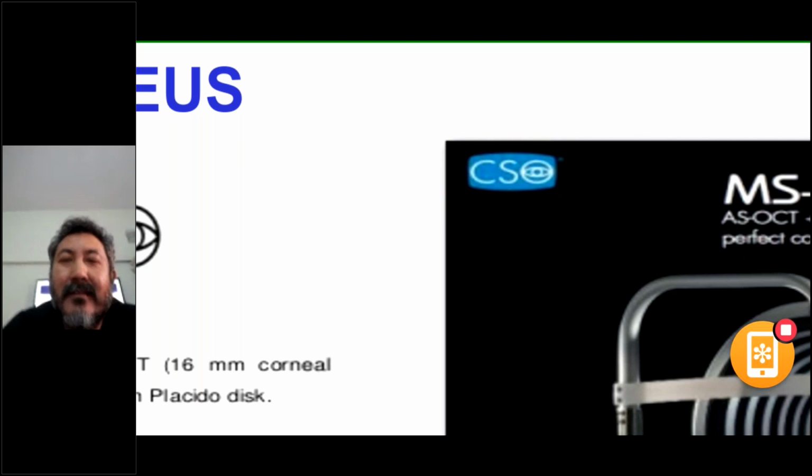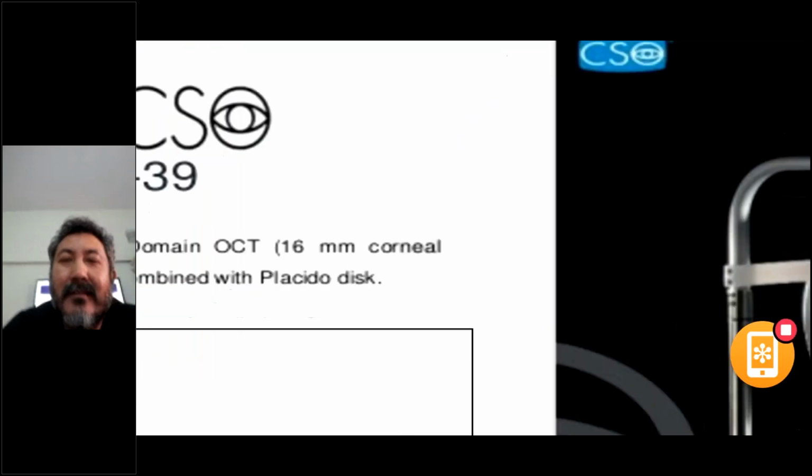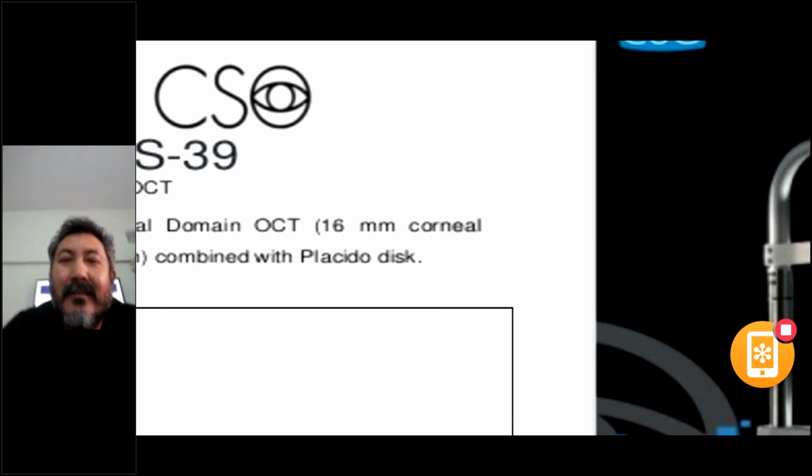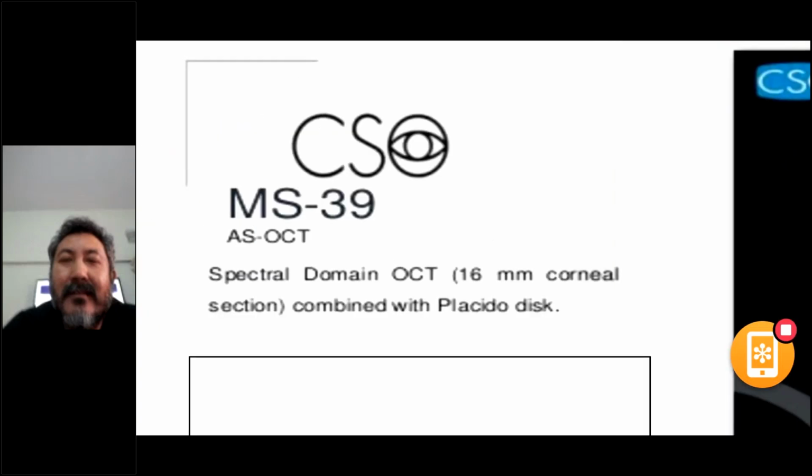So can we do the count of the posterior cells, like what we usually see, the polymegathism of the cells in the posterior layer? No, you cannot see that. For that, you need an endothelial cell count, the specular microscope.